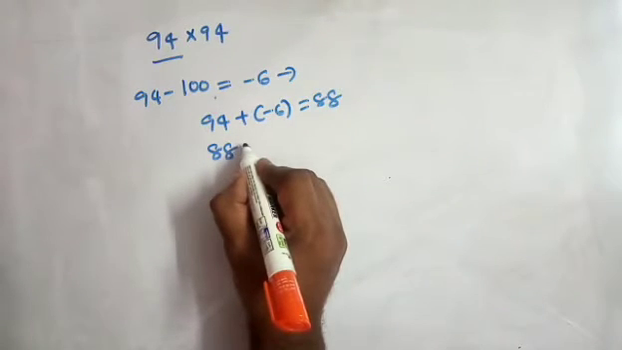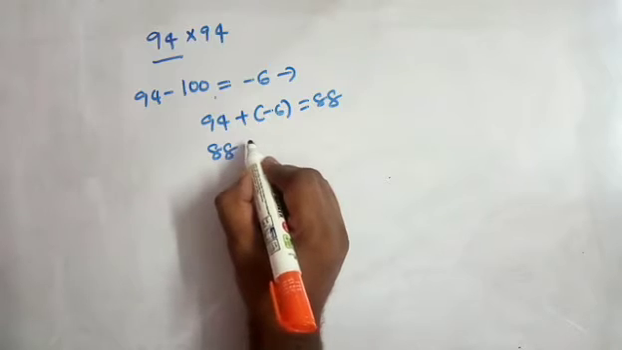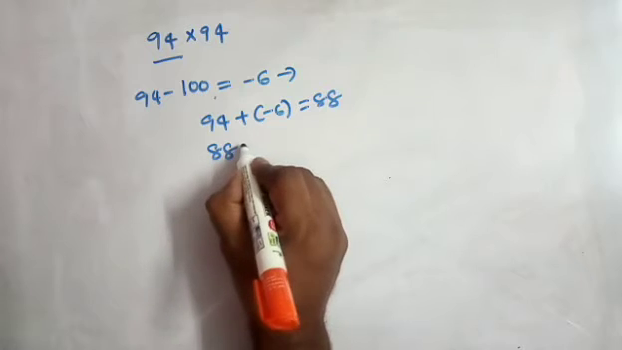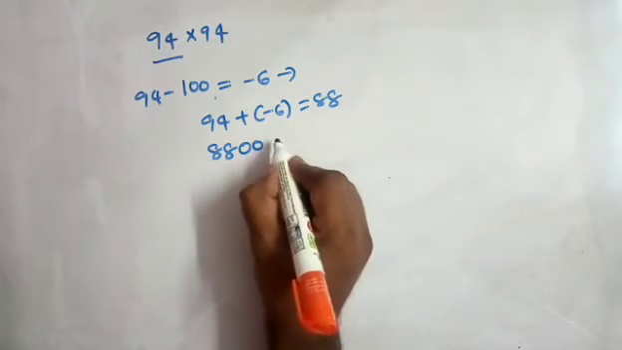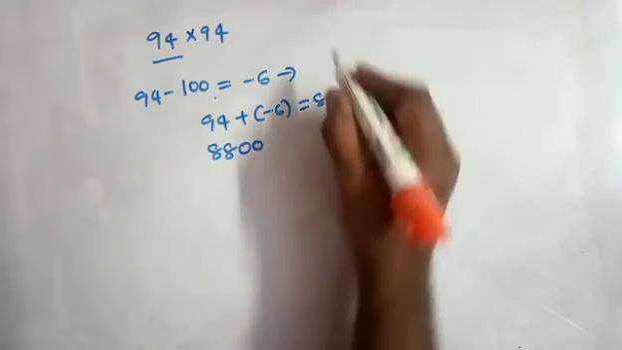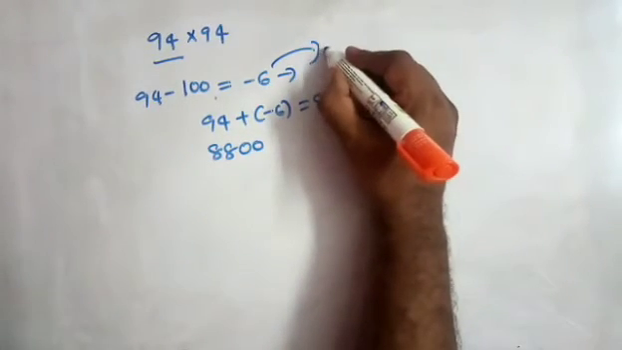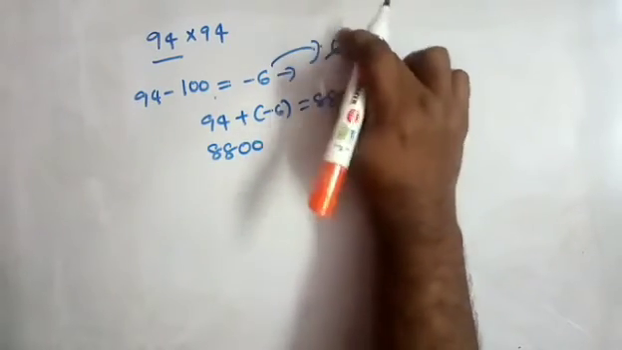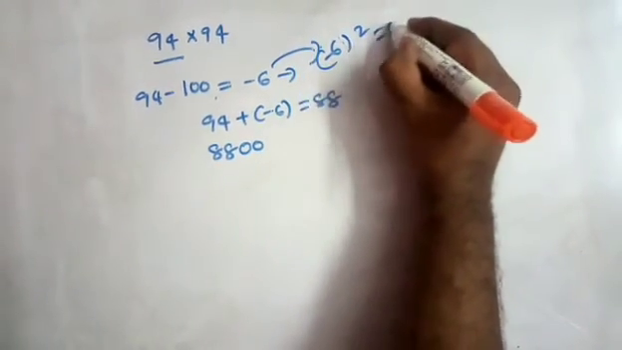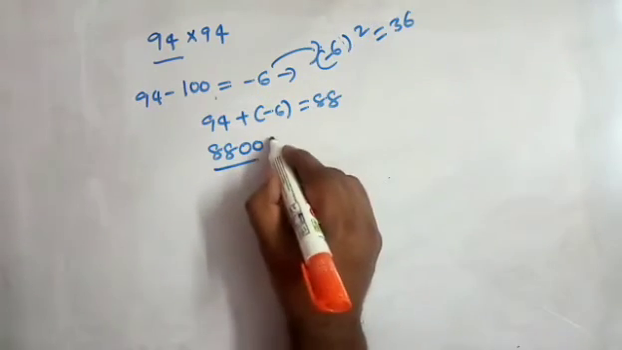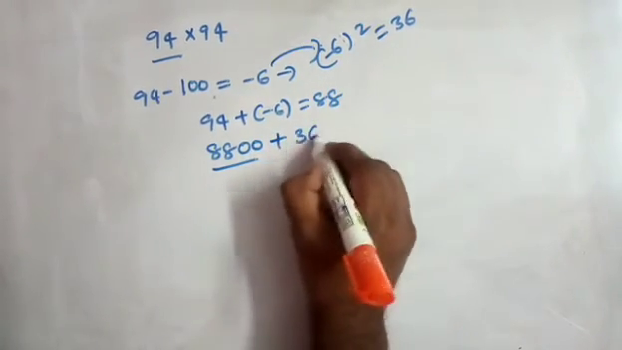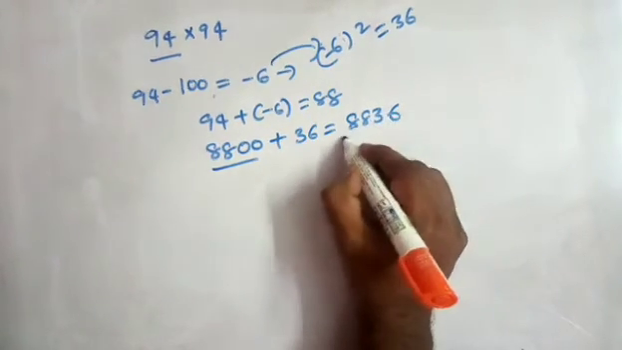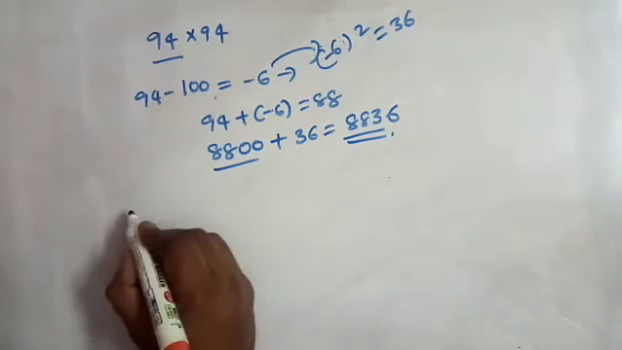Since it is 94, how many zeros are you going to add? You are going to add two zeros. If it is 1000, you add three zeros. So two zeros you add to 88, and the remaining you multiply with 6 square. So minus 6 square is 36. So 8800 plus 36, which is equal to 8836, like this.